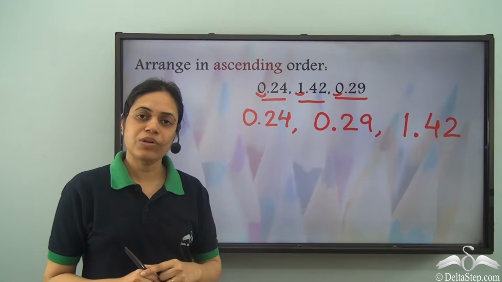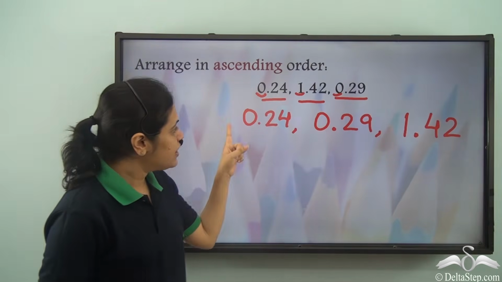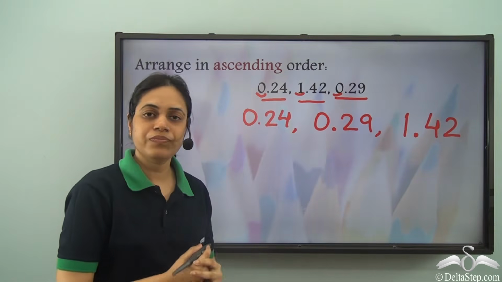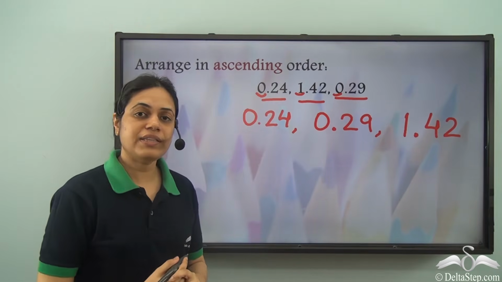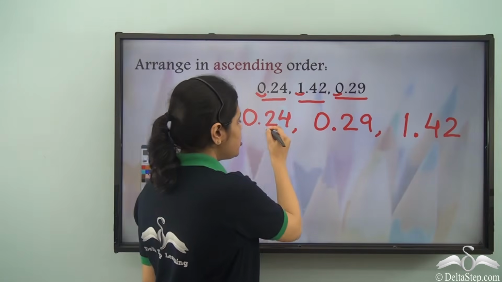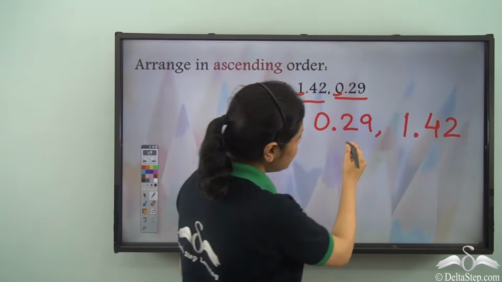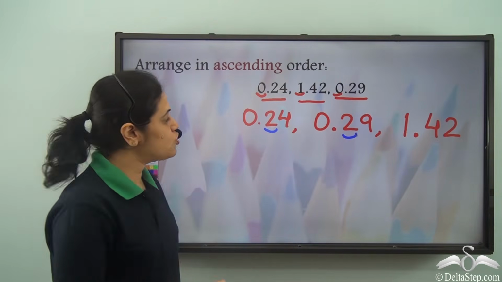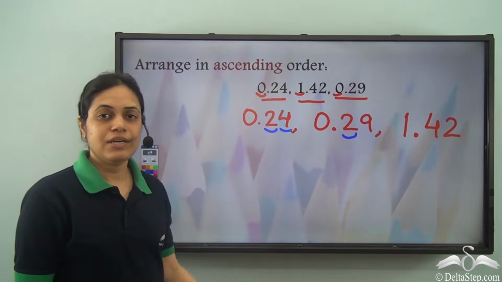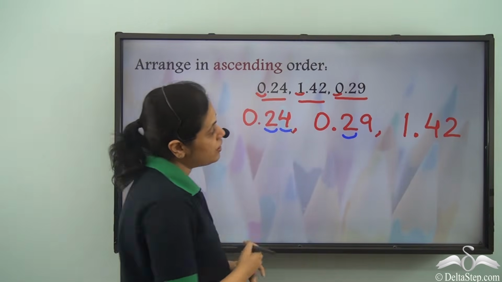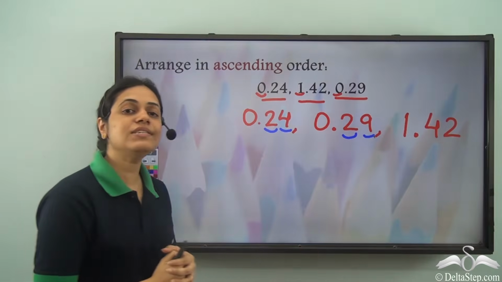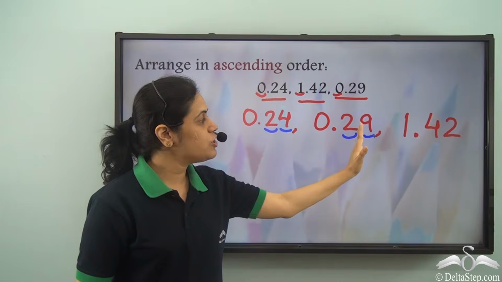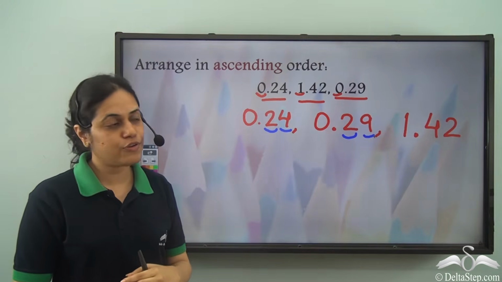Now let us look at these two numbers. In these two numbers, the digits to the left of the decimal point are equal. They are 0. So we need to look at the tenths place. Now the digit in the tenths place is 2 here and the digit in the tenths place is 2 here. So these are also equal. So we need to move to the hundredths place. The digit in the hundredths place is 4 here and the digit in the hundredths place is 9 here. Now 9 is greater than 4. So 0.29 is greater than 0.24.